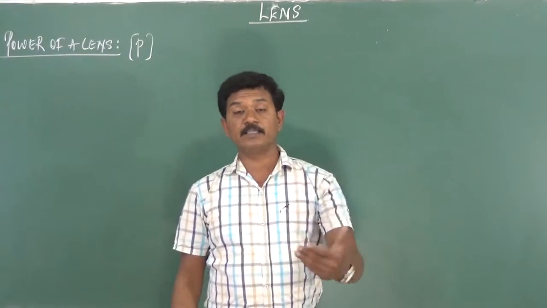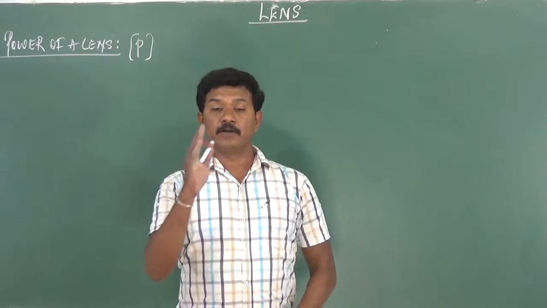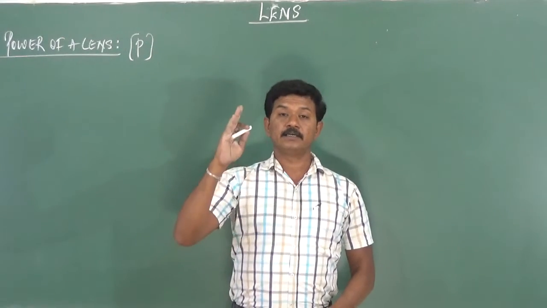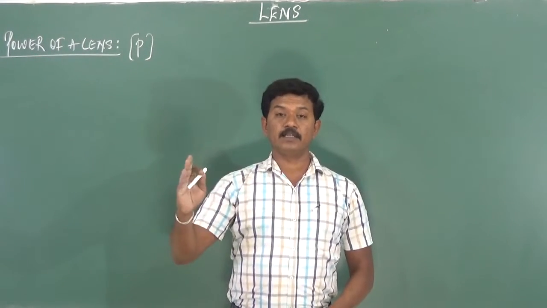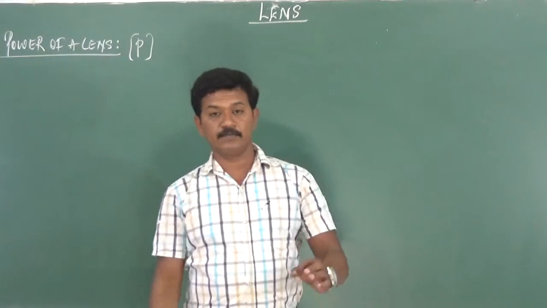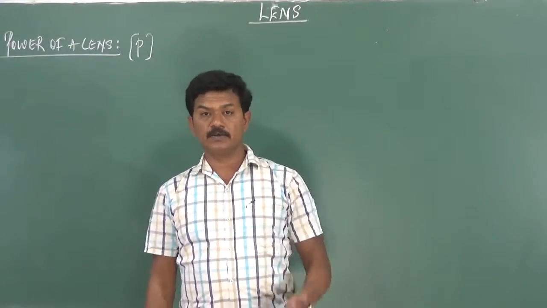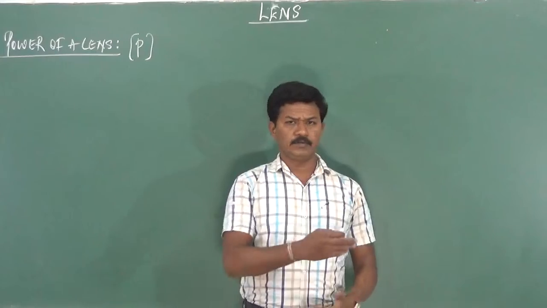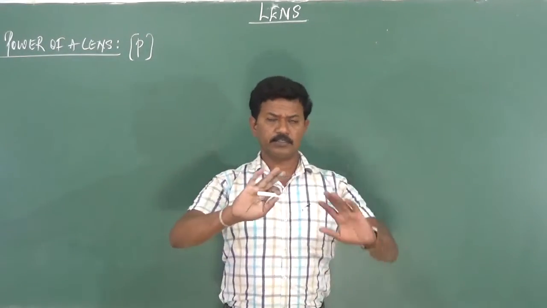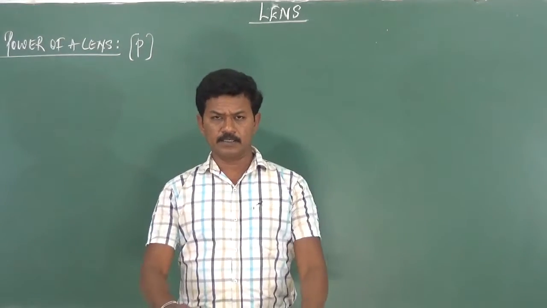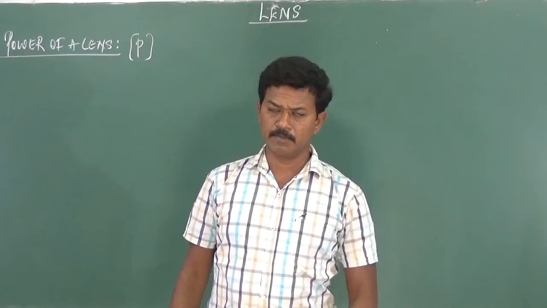But how to define that? Here, power of a lens can be defined as the reciprocal of the focal length of the lens. This is the definition for power of a lens. So I hope in your syllabus you can write both the definitions. Both are correct and you can get the marks for that.